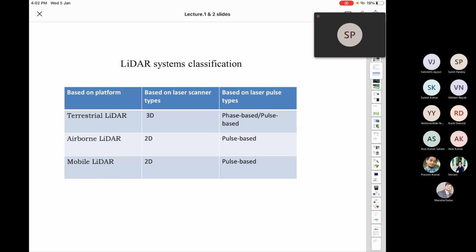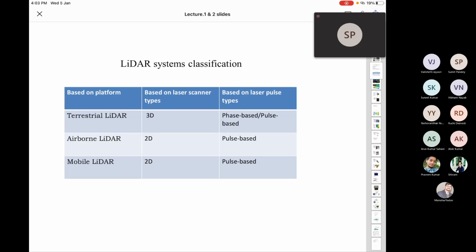So the laser scanner unit is one component of the LiDAR system. When I say LiDAR system, it's not a laser scanner. Okay. The LiDAR system is an integrated version of various sensors, where the laser scanner is one of the sensors. Okay, so we have 3D and 2D laser scanners. Then further, the laser source, which is inbuilt with the laser scanner. What is the working principle of that laser source?